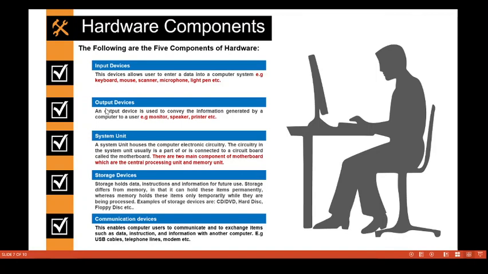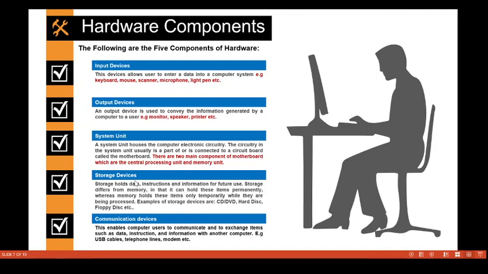Then what about the output? Like I said, any hardware device that can be used to bring out information is what you call an output, like monitor, speaker, printer, and etc. Then we have the system unit. What is the system unit? The system unit houses the computer electronic circuitry. The circuitry in the system unit usually is a part of or is connected to a circuit board called the motherboard. There are 2 main components of the motherboard, which are the central processing unit and the memory unit. This is all about the system unit.